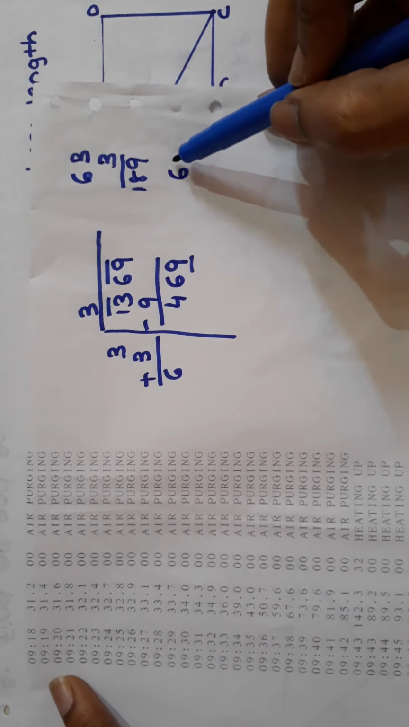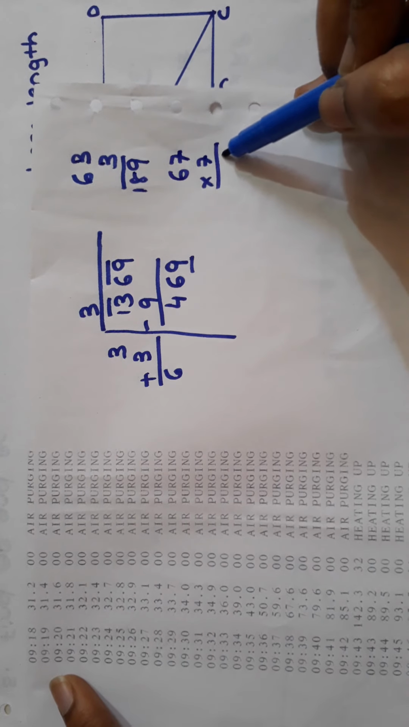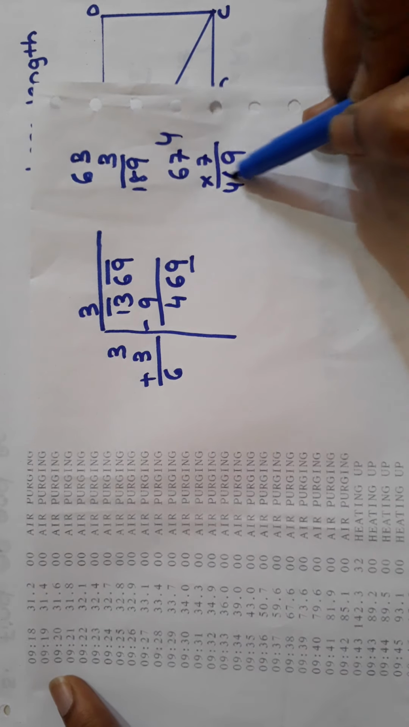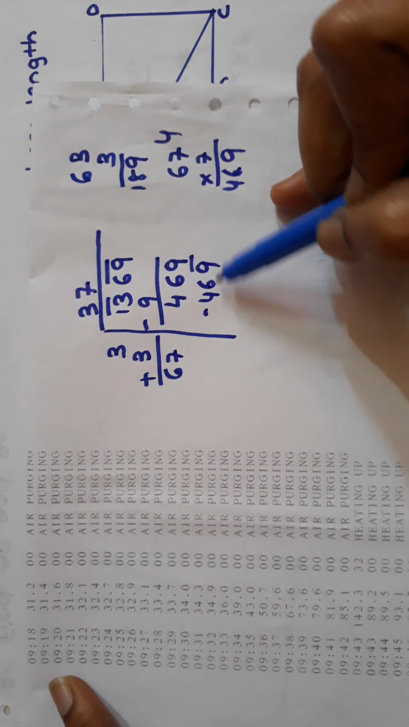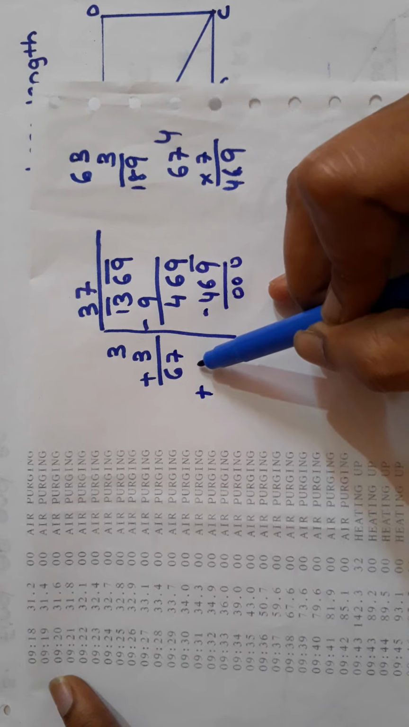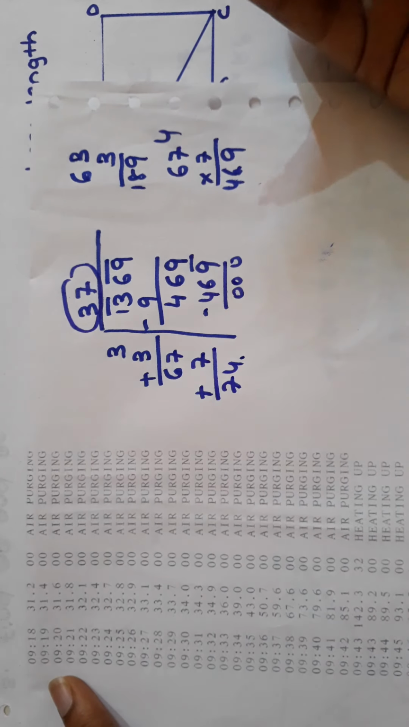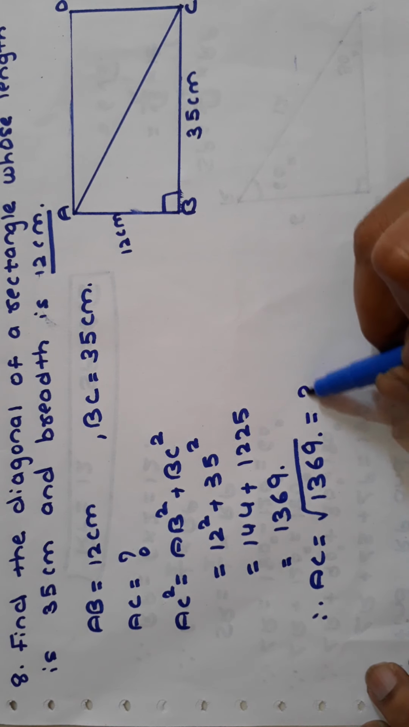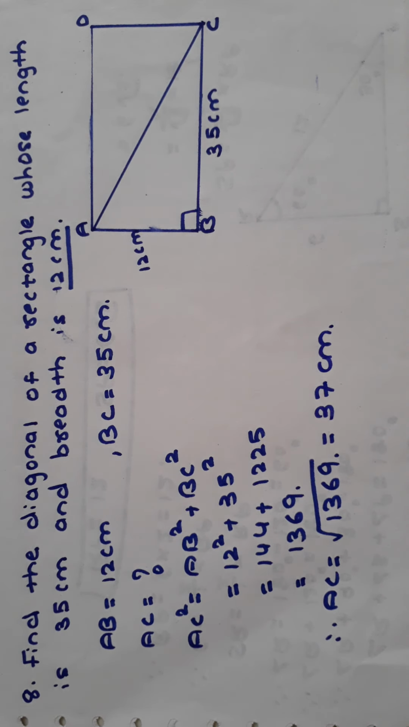So we take another number, 7. 7 7s is 49. 6 7s are 42. 42 plus 4 is 46. Yes. So 67 into 7 is 469. Add 7 on the right, 74. So that means the square root of 1369 is 37. So AC is equal to 37 centimeter. So that means the diagonal of the rectangle is 37 centimeter.